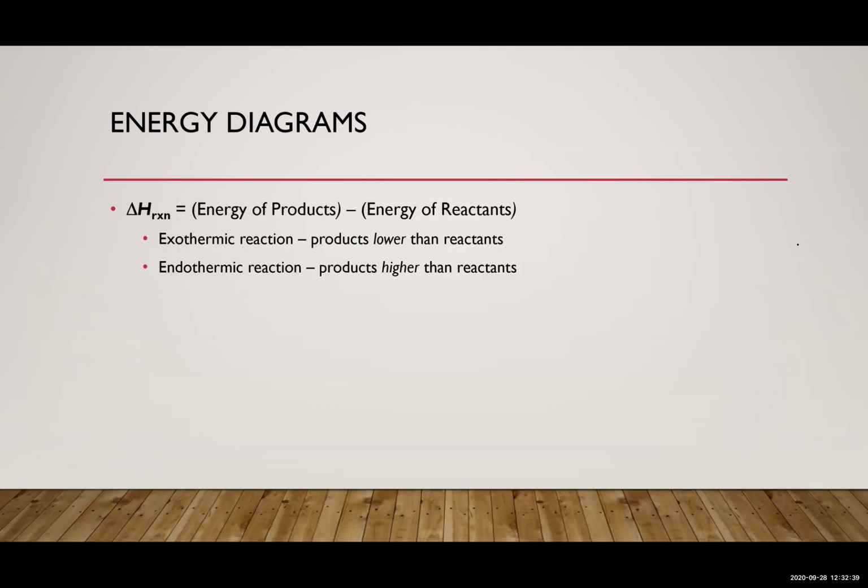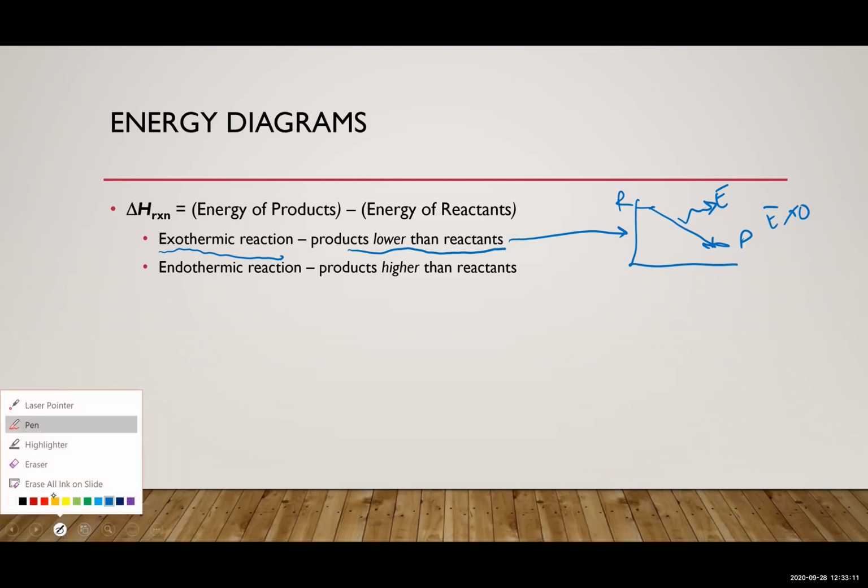Okay. So with an energy diagram, you can tell by looking at it if the reaction is going to be exothermic or endothermic. In an exothermic reaction, your reactant will be high and your product will be low. So you go from high to low, energy goes out. So this will be an exothermic reaction, exo. The products have lower energy than reactants.